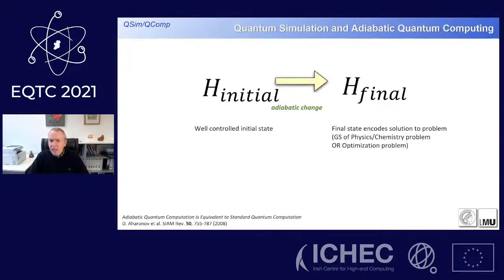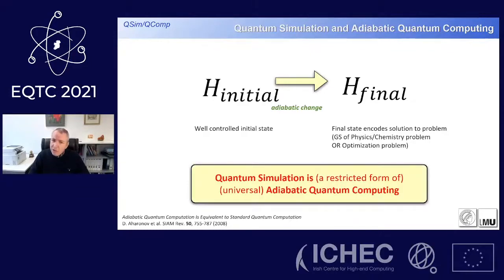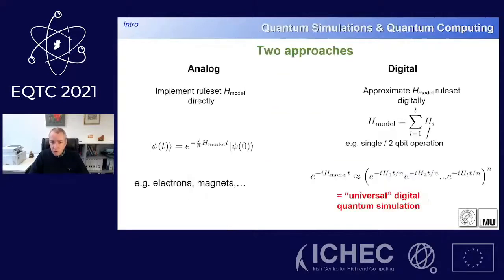So in general, we are dealing with a situation which is very connected to adiabatic quantum computing, where you start with an initial state, initial Hamiltonian, and slowly change that to a final Hamiltonian and the final state of the system. If you do the changes slowly enough, you always remain in the ground state of the problem and thereby have found the solution of your final Hamiltonian, your final rule set, which could be your physics problem, your chemistry problem, or your optimization problem. The only difference is that quantum simulation is a restricted form of adiabatic quantum computing because it doesn't typically allow you to control all degrees of freedom which are needed for a universal adiabatic quantum computer.